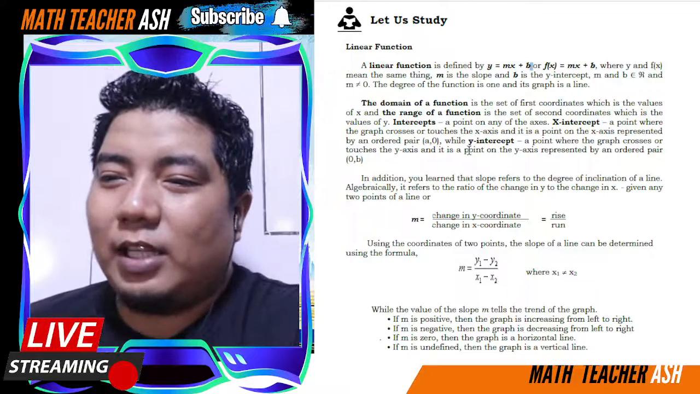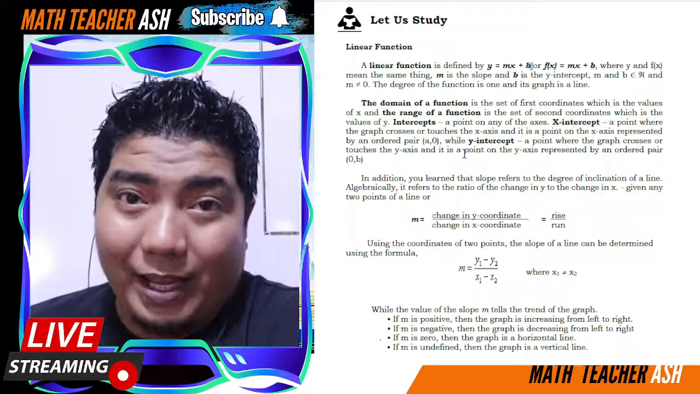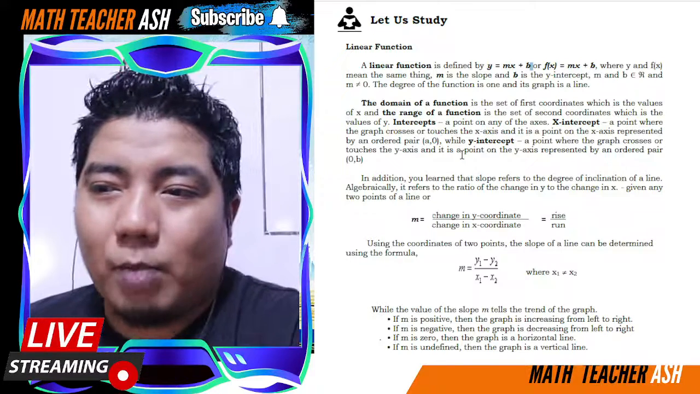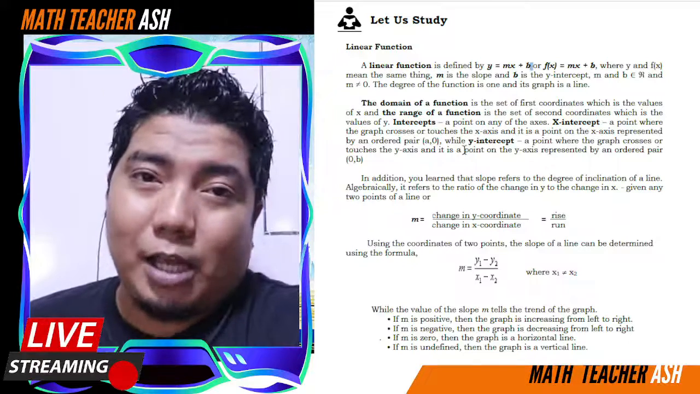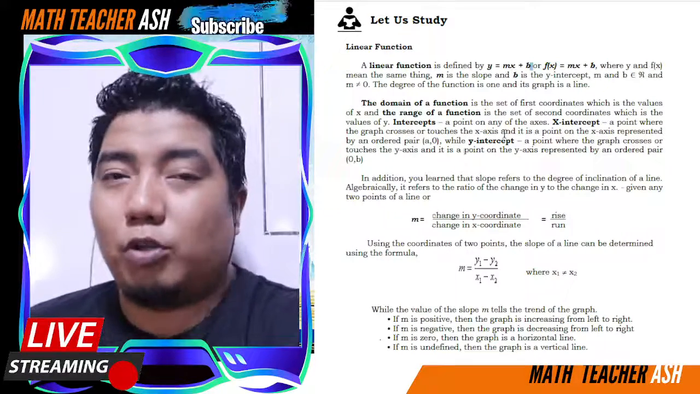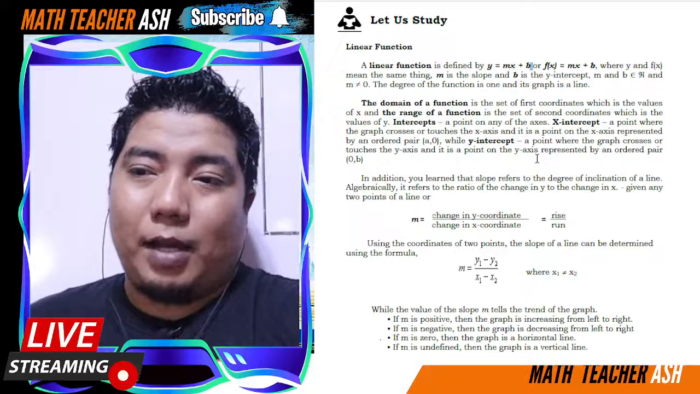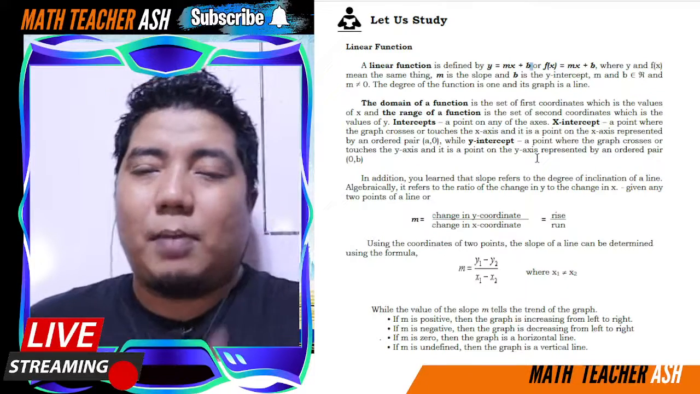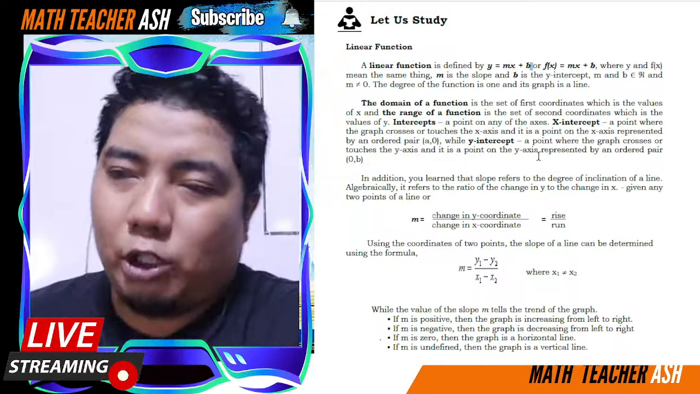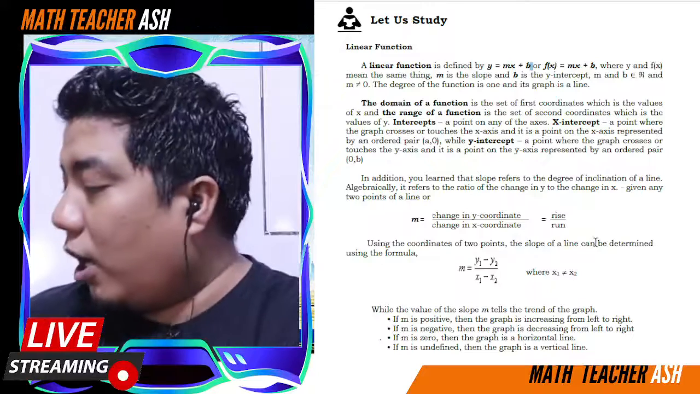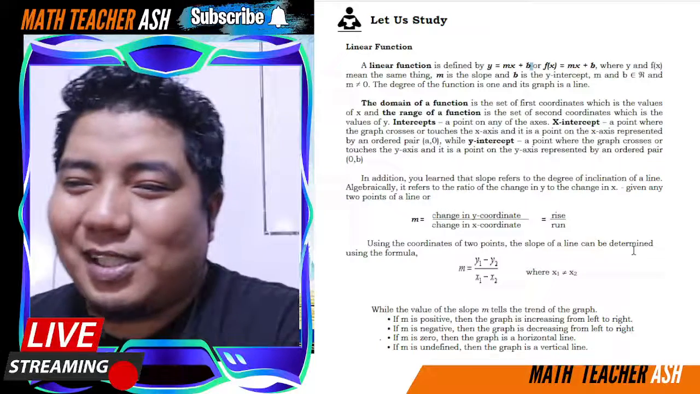Okay. Next, what are the intercepts? The intercepts are where the graph hits either the y-axis, which is called the y-intercept, or the x-axis, which is called the x-intercept. The x-intercept is also known as the zeros of the function or the roots of the function. So at least you have an idea of the difference between the y-intercept and the x-intercept, as well as the different names of the x-intercept. Okay, now let us continue.